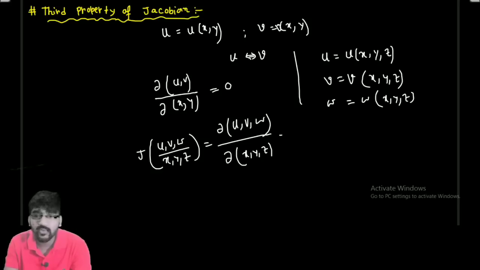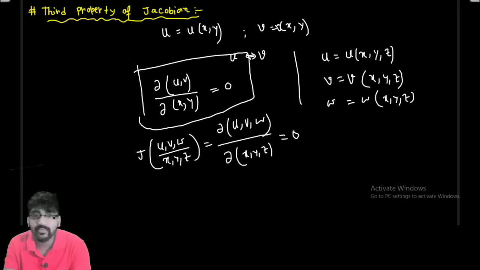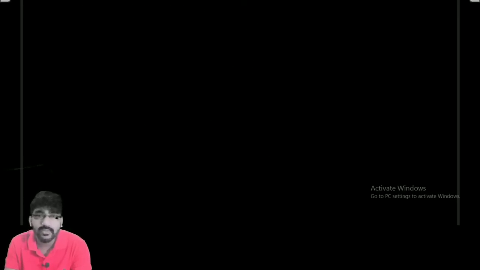So this will also vanish. This is actually the property for when the Jacobian vanishes. If there is a functional relationship between u and v, then the Jacobian will vanish. Let me take one or two examples so that the thing will be clear to you.